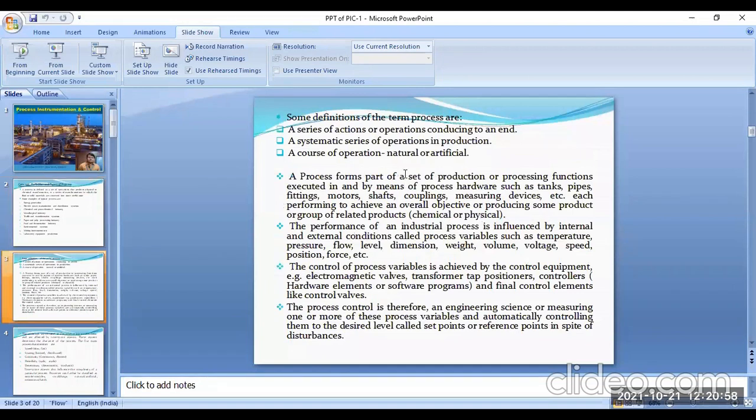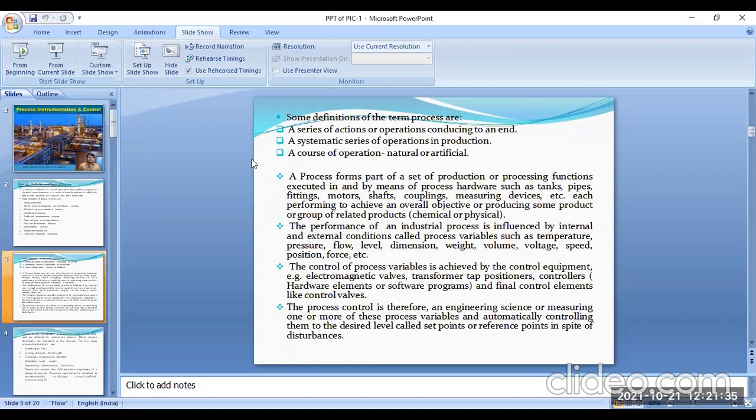So in these definitions we have to learn three basic points about process control industries. First, it is a series of actions or operations conducting to the end. We have to discuss it one step at a time. First, you collect the raw material, then you use the raw material in the furnace, then it is heated. So these are the basic examples. This is a series of actions or operations conducting to the end.